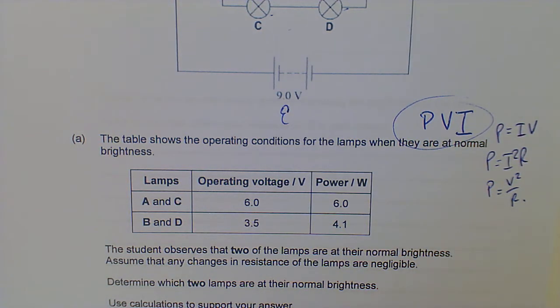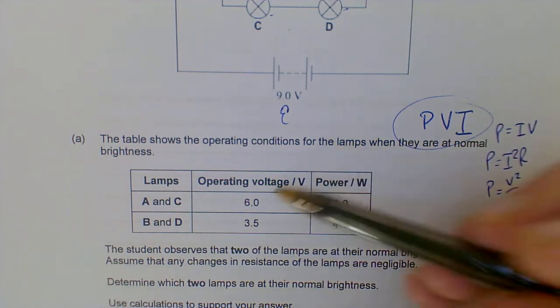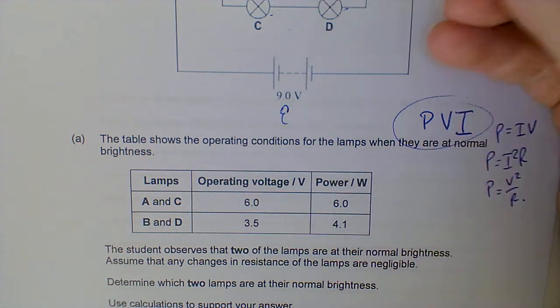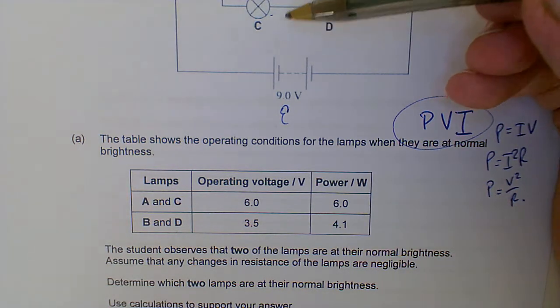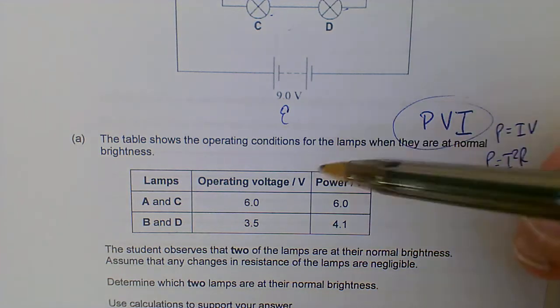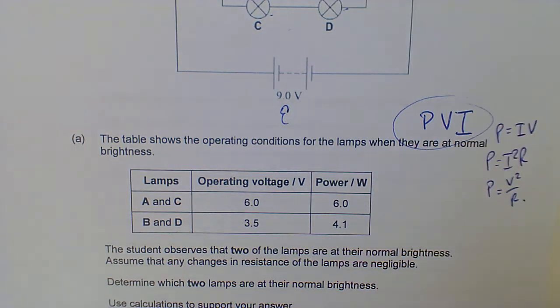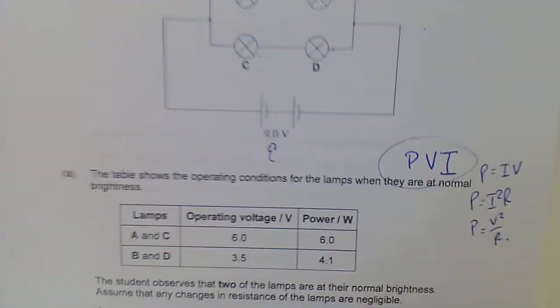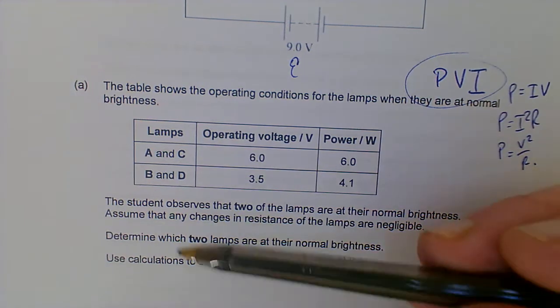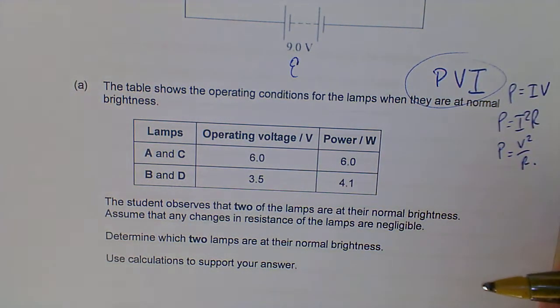Now, right, so A and C, B and D. The operating voltage of A and C, so A and C are the same, is 6 and the power is 6 watts. And the operating voltage of B and D, the ones on the right hand side, are 3.5 volts. And the question goes thusly: the student observes that 2 of the lamps are at their normal brightness.